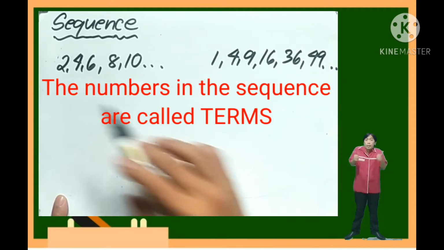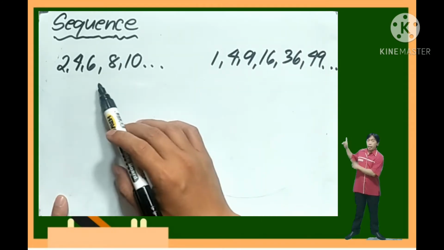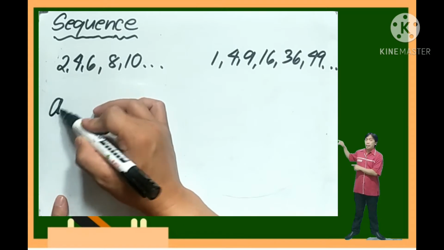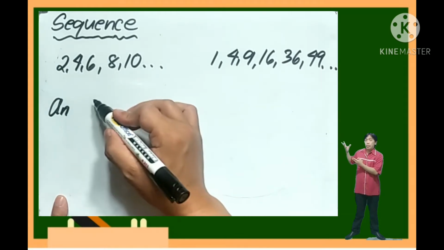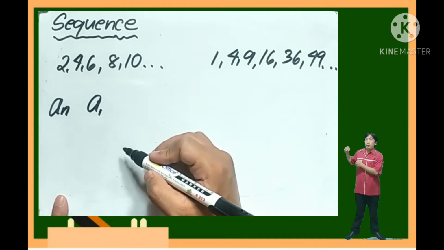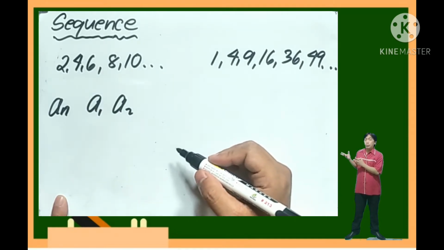The numbers in the sequence are called terms. Okay? A term in a sequence is denoted by a sub n. But since this is our first term, we will denote it as a sub 1, followed by a sub 2, and so on and so forth.